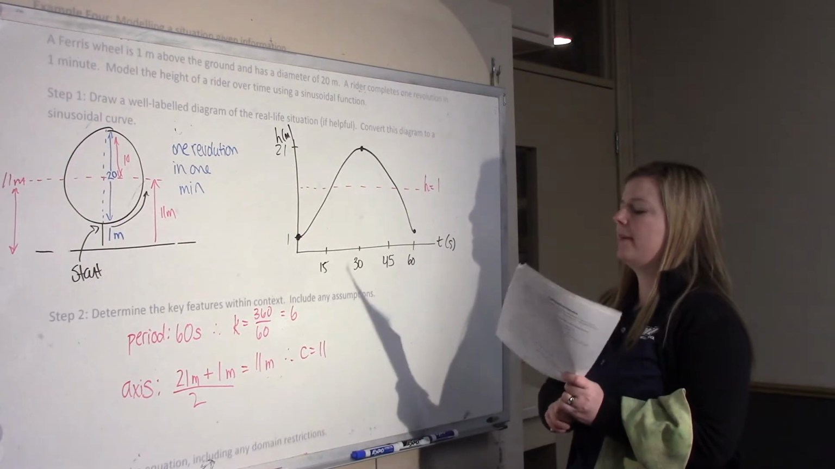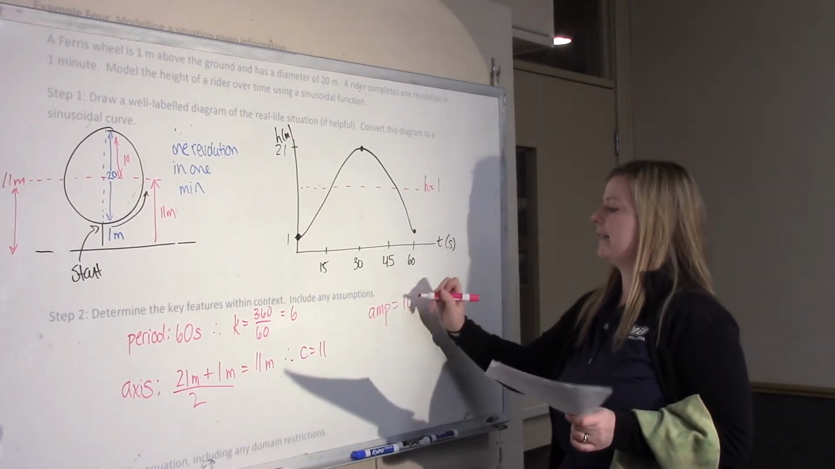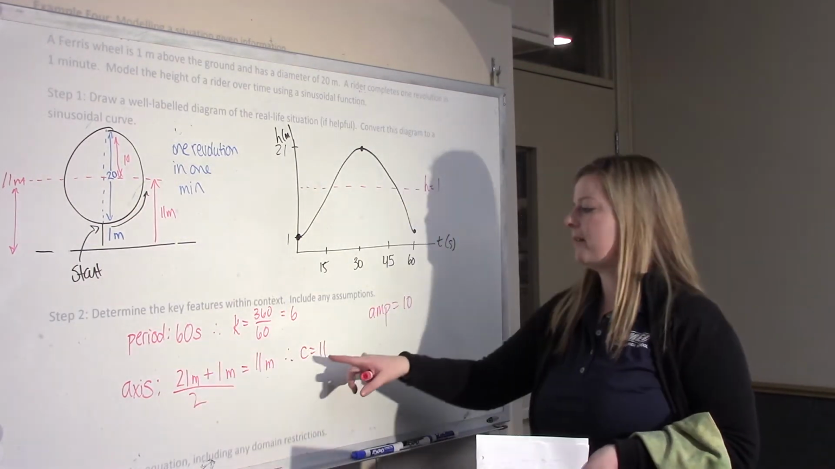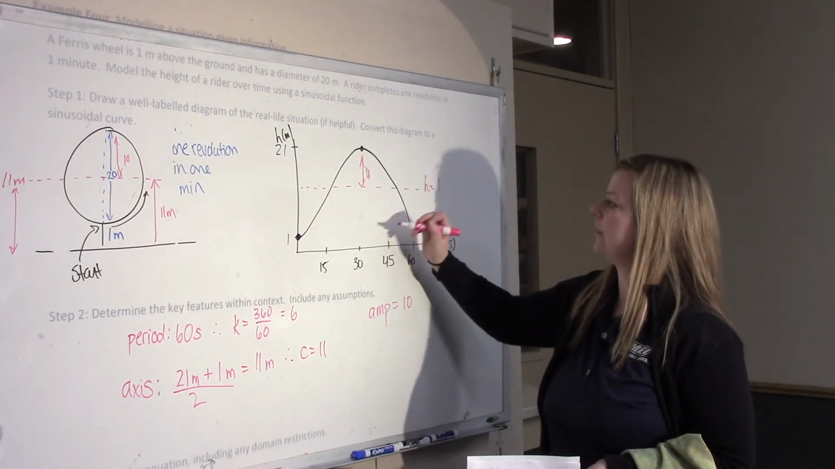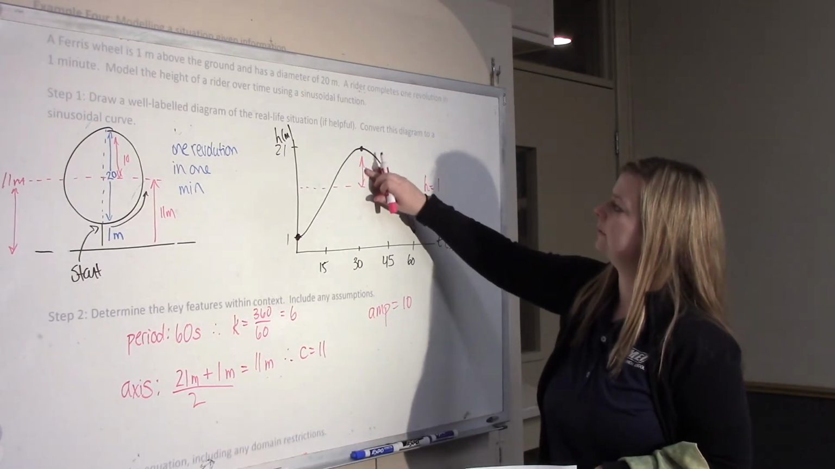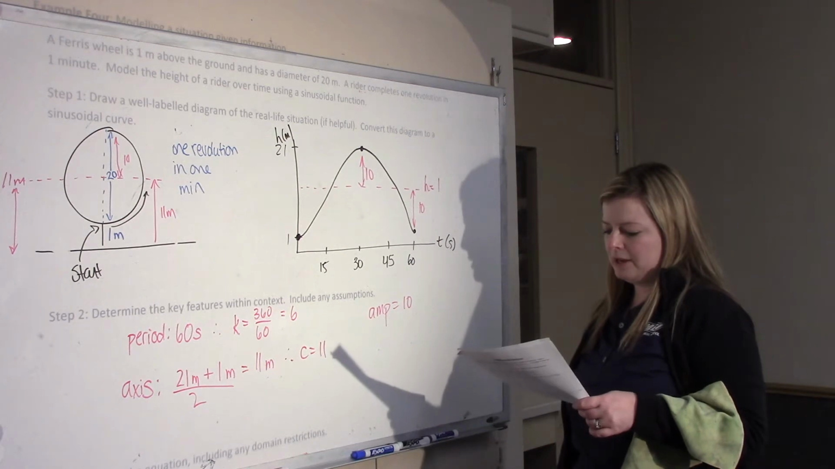So now we come up with the amplitude. We can tell just by looking at it that it's 10, or you can do your max of 21 minus 11 to get 10, but this distance here is 10, right? Or this distance here is 10. All right?